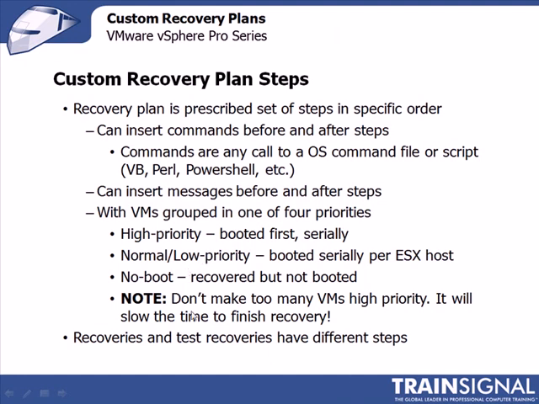So once the normal virtual machines have all been booted up, the low priority virtual machines would then kick off after the very last normal priority virtual machine has booted and its operating system heartbeat has been established. And then finally, the no boot VMs would be recovered, but obviously not booted up. Item of note here is that you really don't want to make too many virtual machines a member of the high priority group. It will slow the time to finish the recovery greatly. Instead, it's a good idea to keep the bulk of your virtual machines in that normal or low priority group so that you can have multiple virtual machines booting up at the same time.